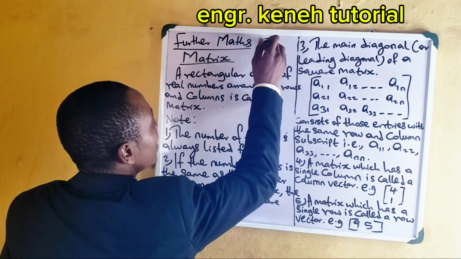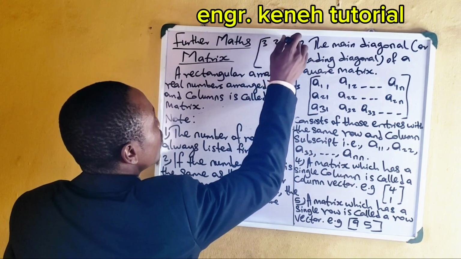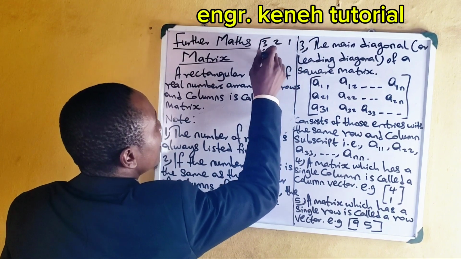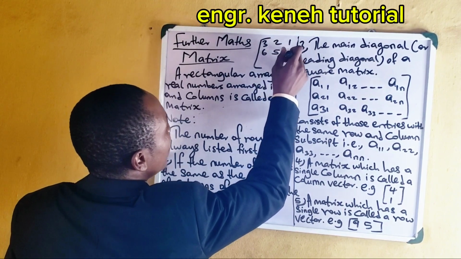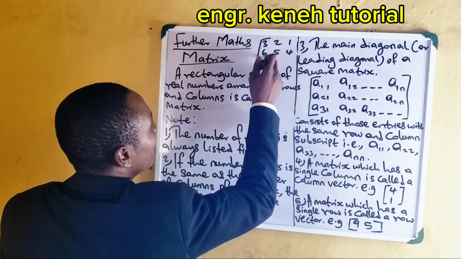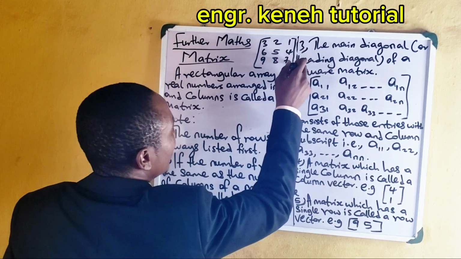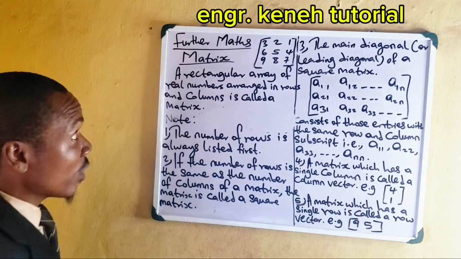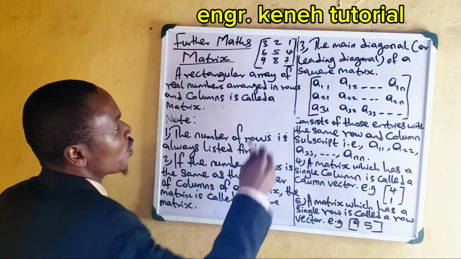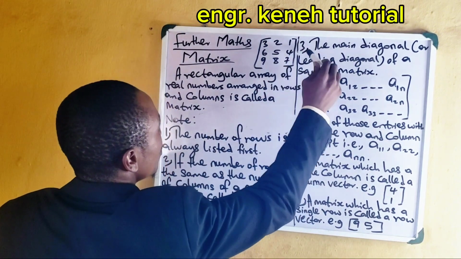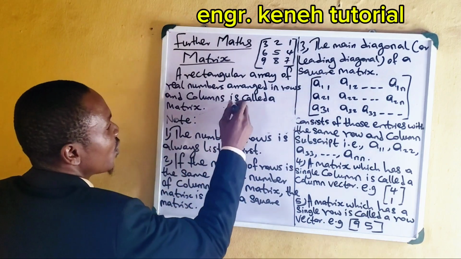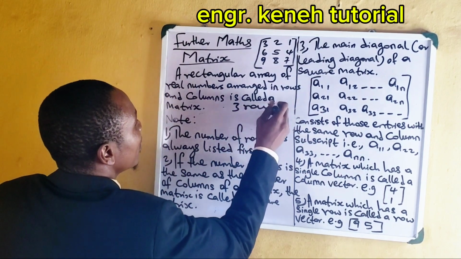For example, look at what we are talking about here. When you have something like this, maybe you have 3, 2, 1, you have 6, 5, 4, and you have 9, 8, and so on. Can you see that? When you look at this, the number of rows, we have 1, 2, 3. So we have 3 rows. Can you see it? 3 rows.